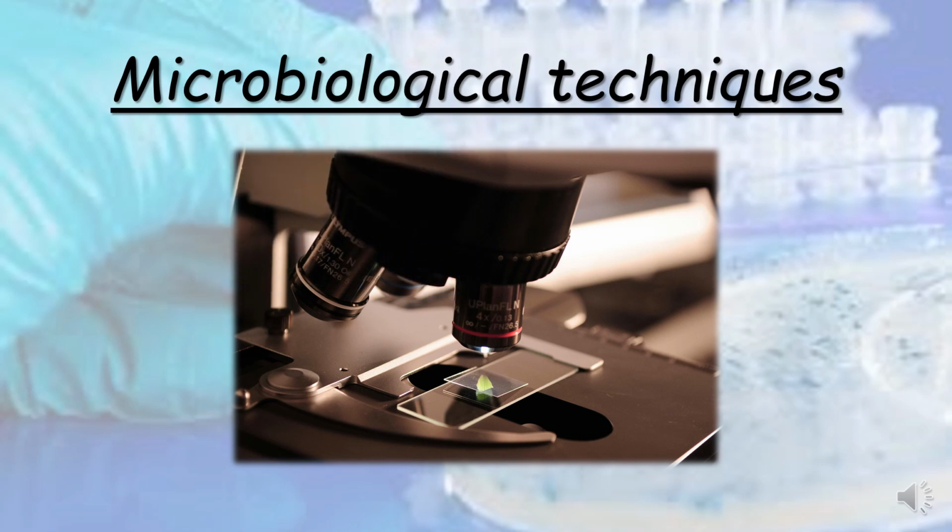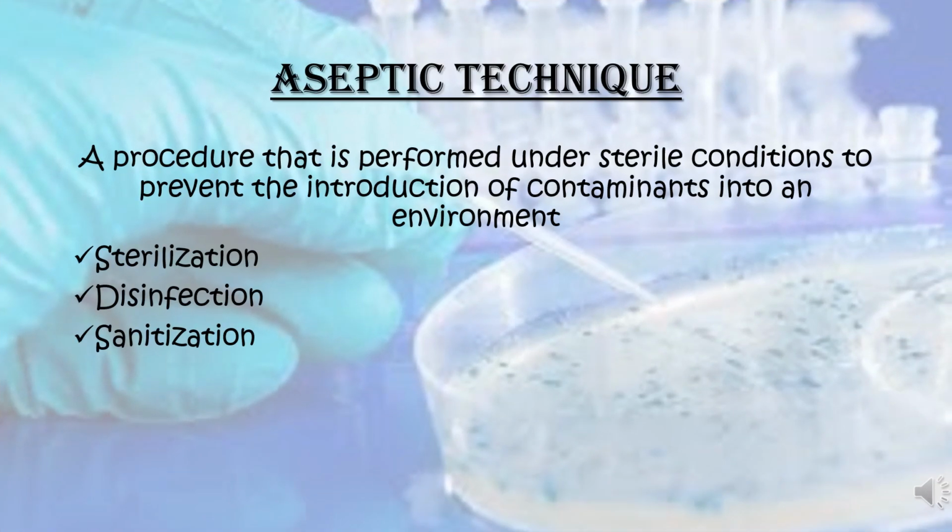Microbiological techniques. Microbiological techniques consist of an aseptic technique, that is a procedure that is performed under sterile conditions to prevent the introduction of unwanted organisms or bacterial contaminants into an environment. This is an important microbiological lab technique to avert any contamination of laboratory personnel, cultures, and equipment. There are three processes to perform aseptic procedure, that is sterilization, disinfection, and sanitization.